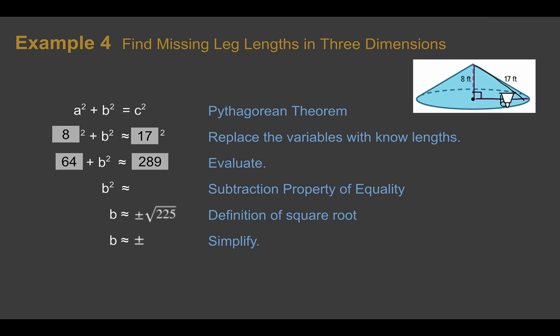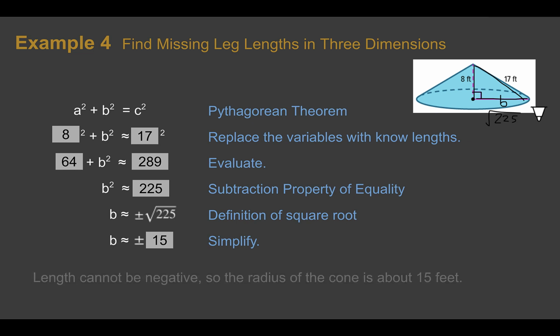Since we're solving for a leg, we can subtract from both sides. So subtracting 64 from both sides would give us 225. That means that b squared is 225. To get b, though, I still need to take the square root. So the square root of 225 is 15. So I know that the length here, the radius of this cone, is about 15. And again, since length can't be negative, the radius must be positive 15 feet.